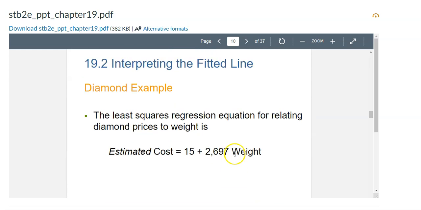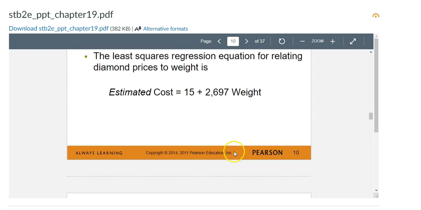If we do those calculations for the diamond example, which is an example in the book that you can read for the details, the least squares regression equation comes out as this formula: y hat, the estimated cost or price, is equal to 15 plus 2,697 times the weight. And how do we interpret that?